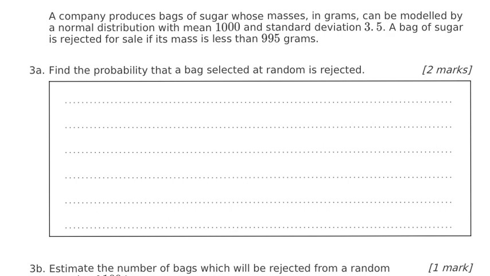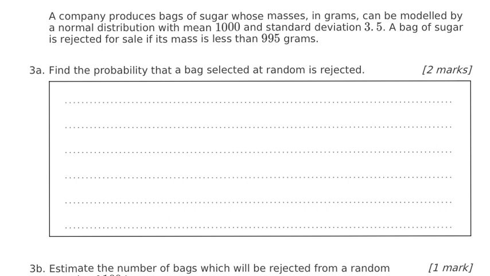A company produces bags of sugar whose masses in grams can be modelled by a normal distribution, with a mean of 1,000 and a standard deviation of 3.5. A bag of sugar is rejected for sale if its mass is less than 995 grams. 3a. Find the probability that a bag selected at random is rejected.